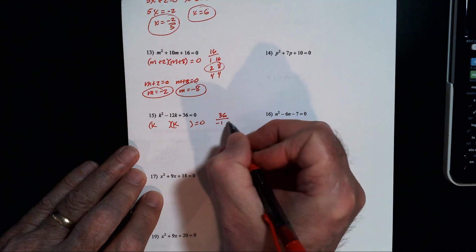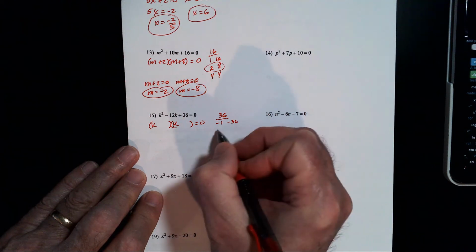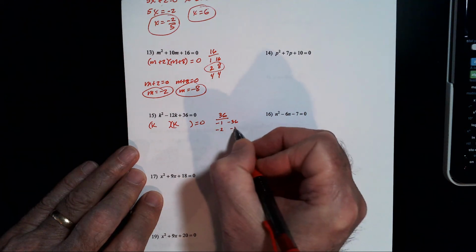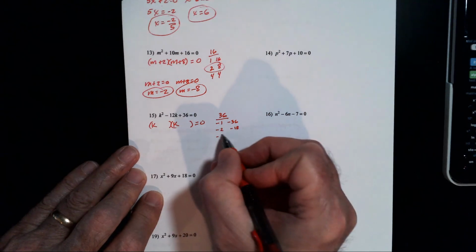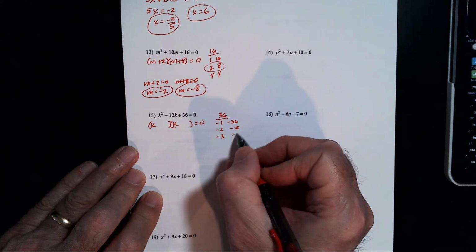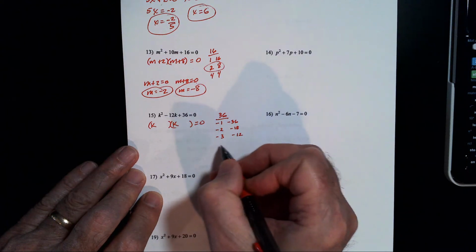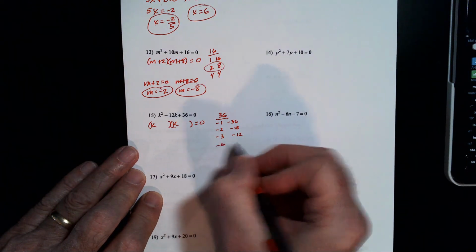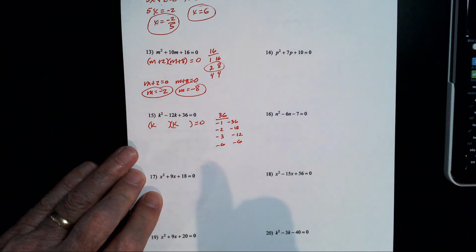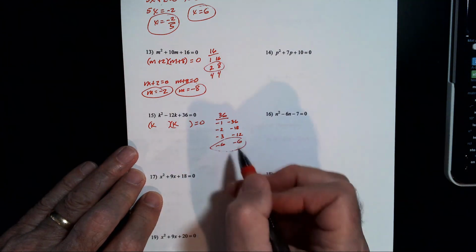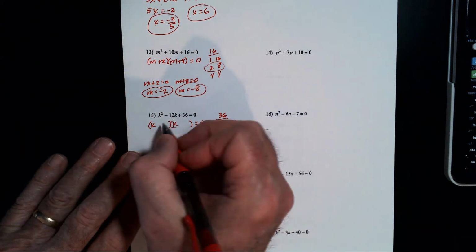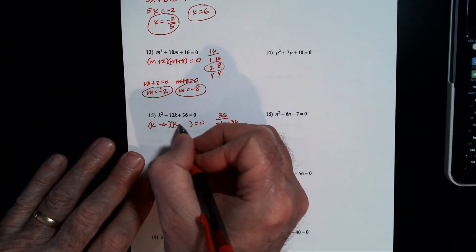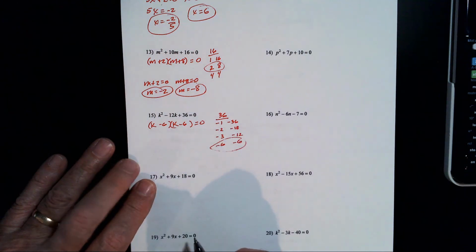We got -1 and -36. Is that the right pair? -2 and -18. Does that add to get -12? No. How about -3 and -12? No. How about -6 and -6? Aha, bingo. That would be the pair, because they add together to get -12. So we got k minus 6, k minus 6.